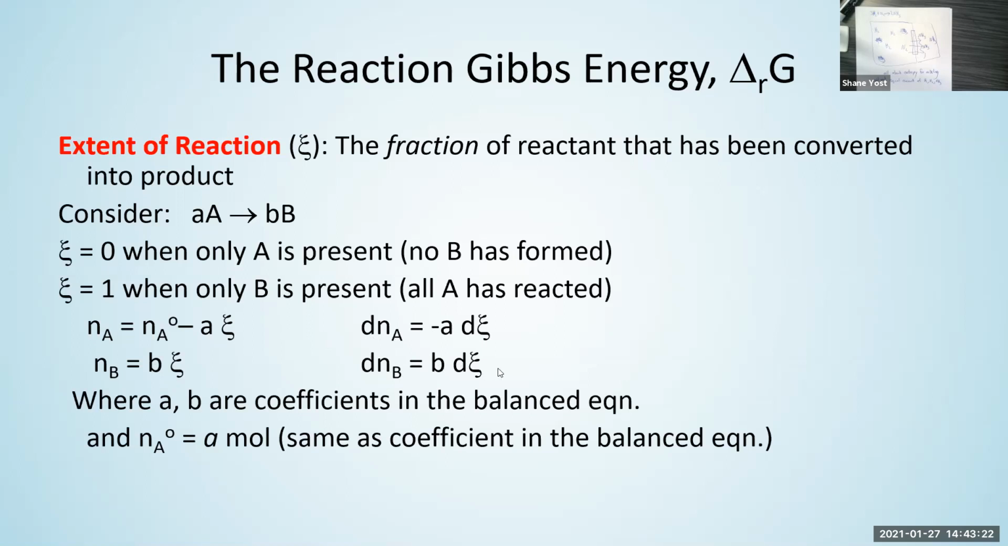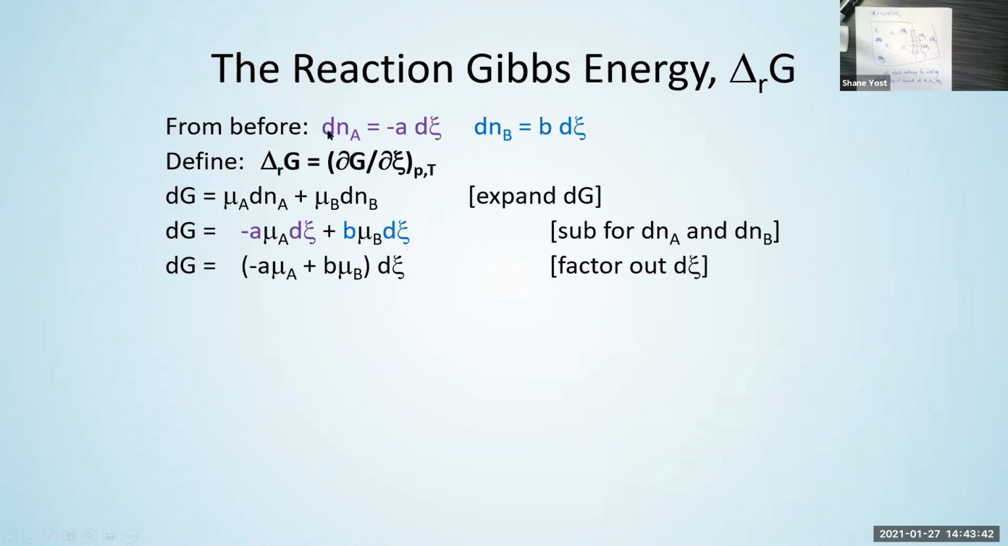Okay. a and b again are your stoichiometric coefficients in your balanced equation, right? nA naught is your initial moles of A. So as my reaction's going forward, as the extent of the reaction is going from 0 to 1, my number of moles of A is changing according to this equation, and my number of moles of B is changing according to this equation, right?